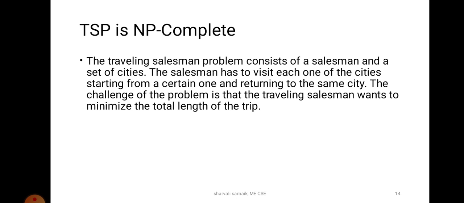So now suppose there are a total of 4 cities like Kolhapur, Pune, Mumbai and Nashik, and there is one salesperson. So if the salesperson is starting the tour from Kolhapur, visiting Pune, then Mumbai, then Nashik, then he has to return to Kolhapur. Like he has to return to the same city from which he has started. So the challenge of the problem is that the traveling salesman wants to minimize the total length of the trip. So this is the problem of the traveling salesman.